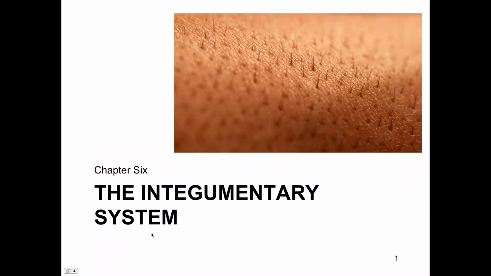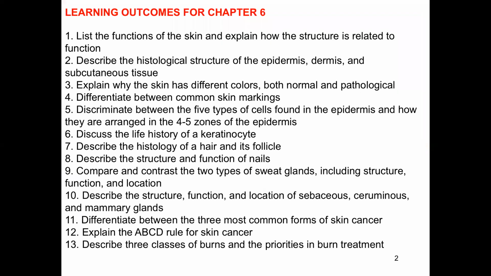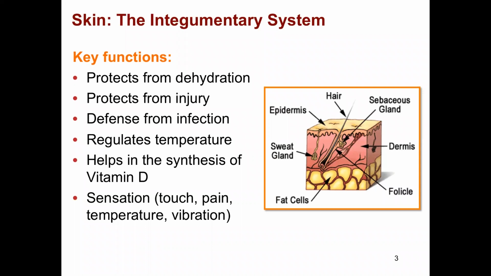So chapter 6 is your first organ system. We're looking at the integument, or the integumentary system. You've got a set of learning outcomes here as usual. First, just going over what the functions of the integumentary system are.